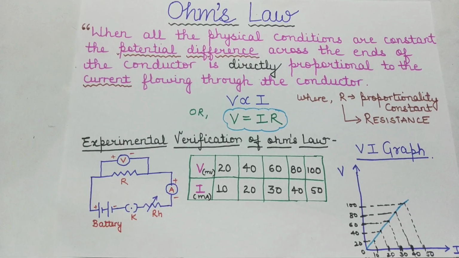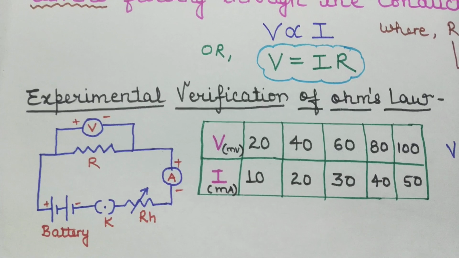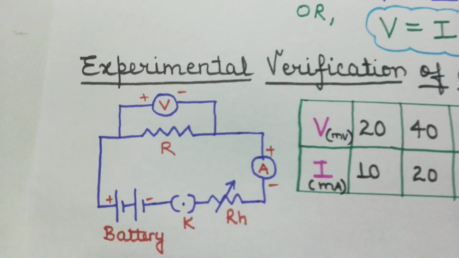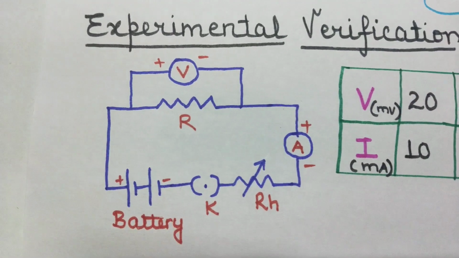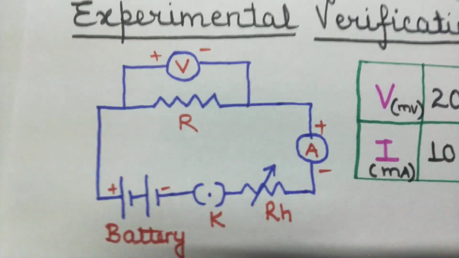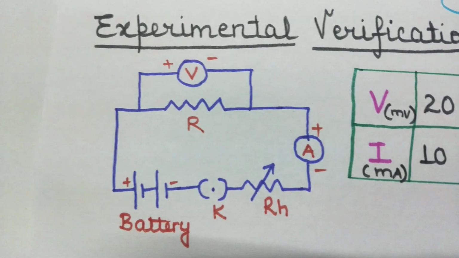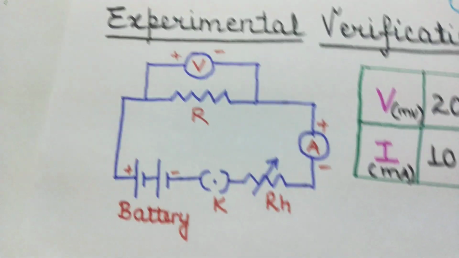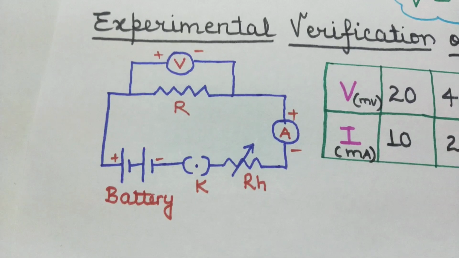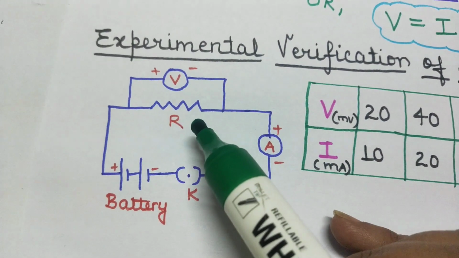Now the next topic is the experimental verification of Ohm's law. First of all, see this circuit diagram which is used for the experimental verification. Here we have connected some of the electrical components, and make sure that you must know how to connect these electrical appliances. First of all, here is a resistance wire.